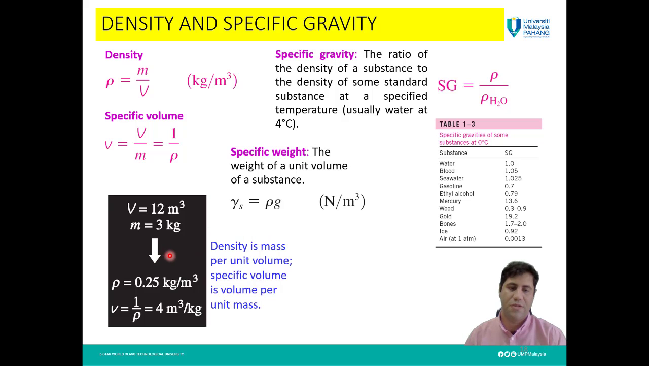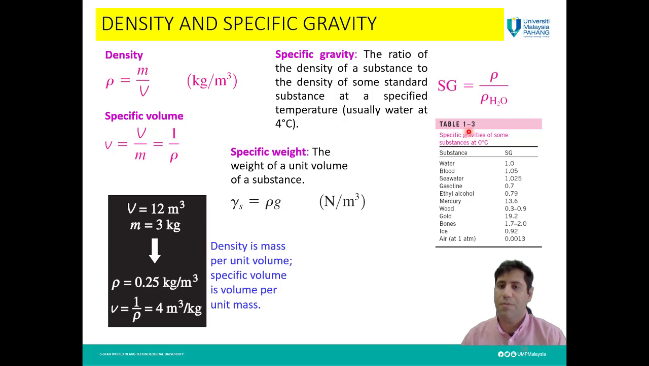And here you can see an example to calculate density of a substance and also the specific volume. Specific volume is the inverse of the density. Volume divided by the mass, or 1 by rho as a density. So by knowing the density, we can calculate a specific volume.